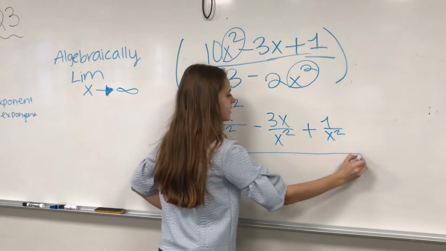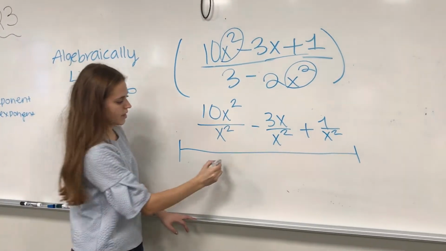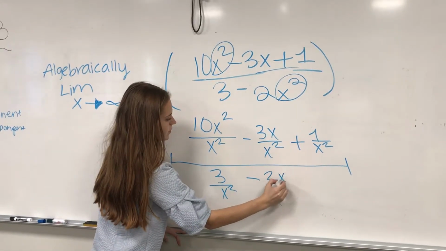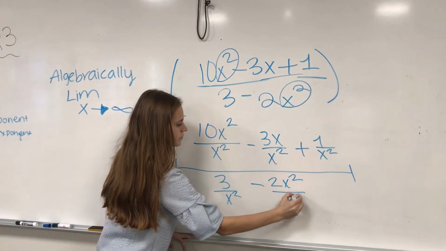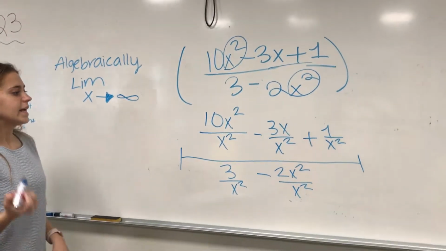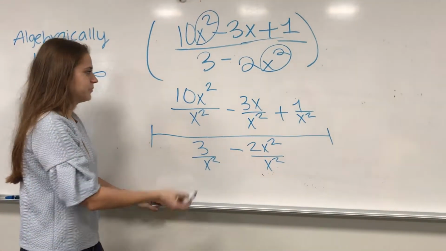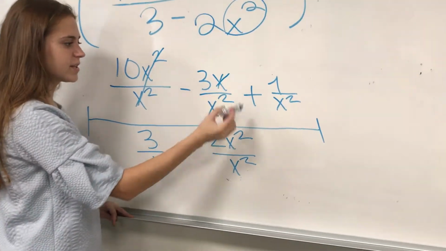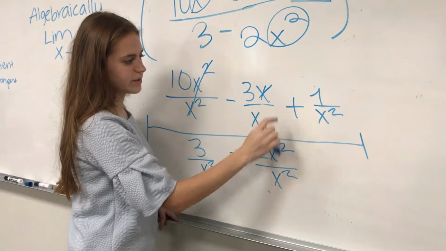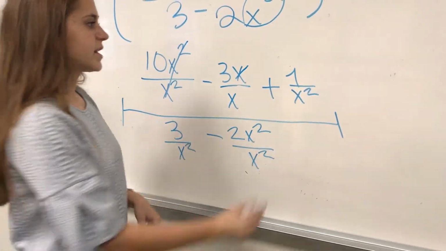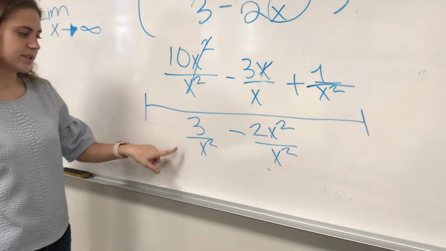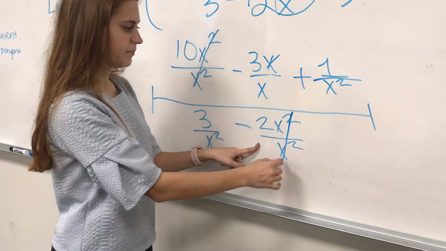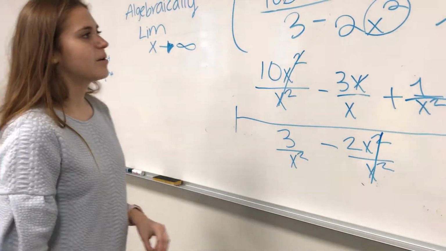Then divided by 3 minus 2. And then we're gonna cancel out. This cancels because it's the same. Then 1x, we cancel it, so we cancel 1x down there. This stays like that because there's no common variables. And this one cancels.